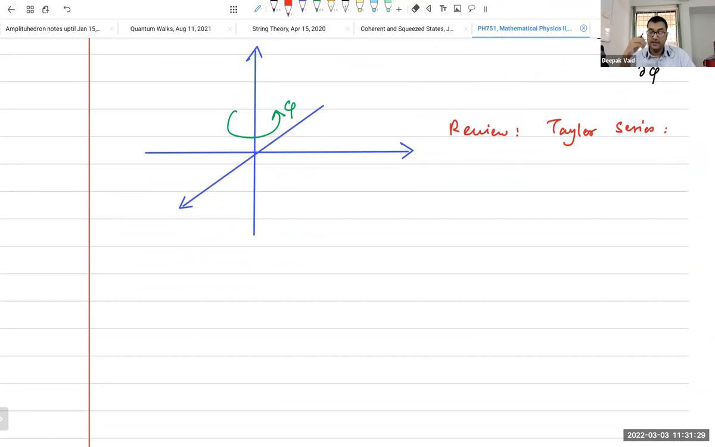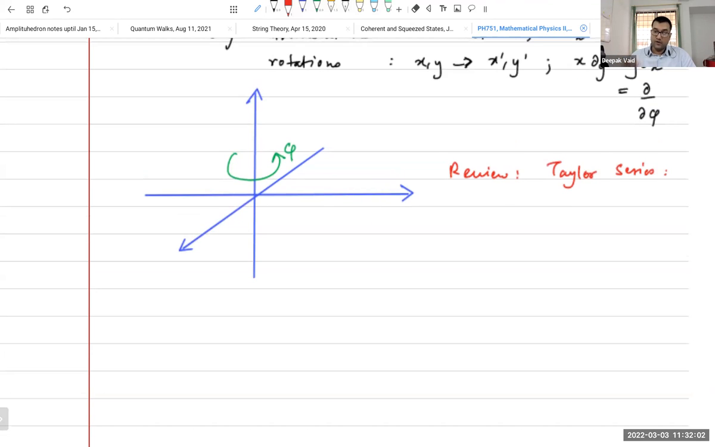And see, if I mention anything in class, like a Taylor series or any other tool that you are not familiar with, please don't feel ashamed or shy to tell me that you have not studied this. I will not think less of you for that reason, because everybody comes from a different background, and we all have our strengths and weaknesses.